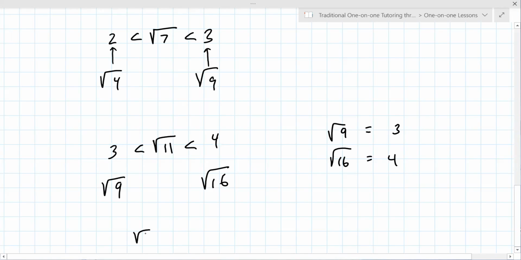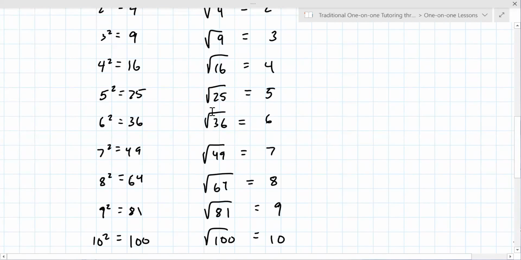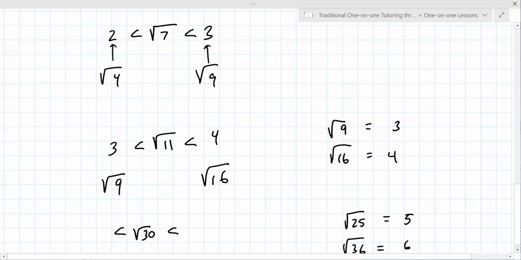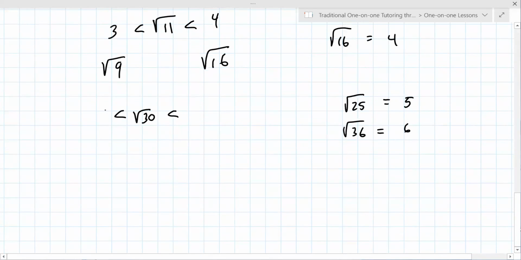Okay, so how about the square root of 30? What two numbers is that between? And again, all you're doing is going back up to your table here and figuring out where it fits. Square root of 30. I'm not really sure. Honestly, the square root of 25 and the square root of 36. Oh my gosh, yeah. Okay. So it's between 5 and 6, because 5 is the square root of 25 and 6 is the square root of 36.